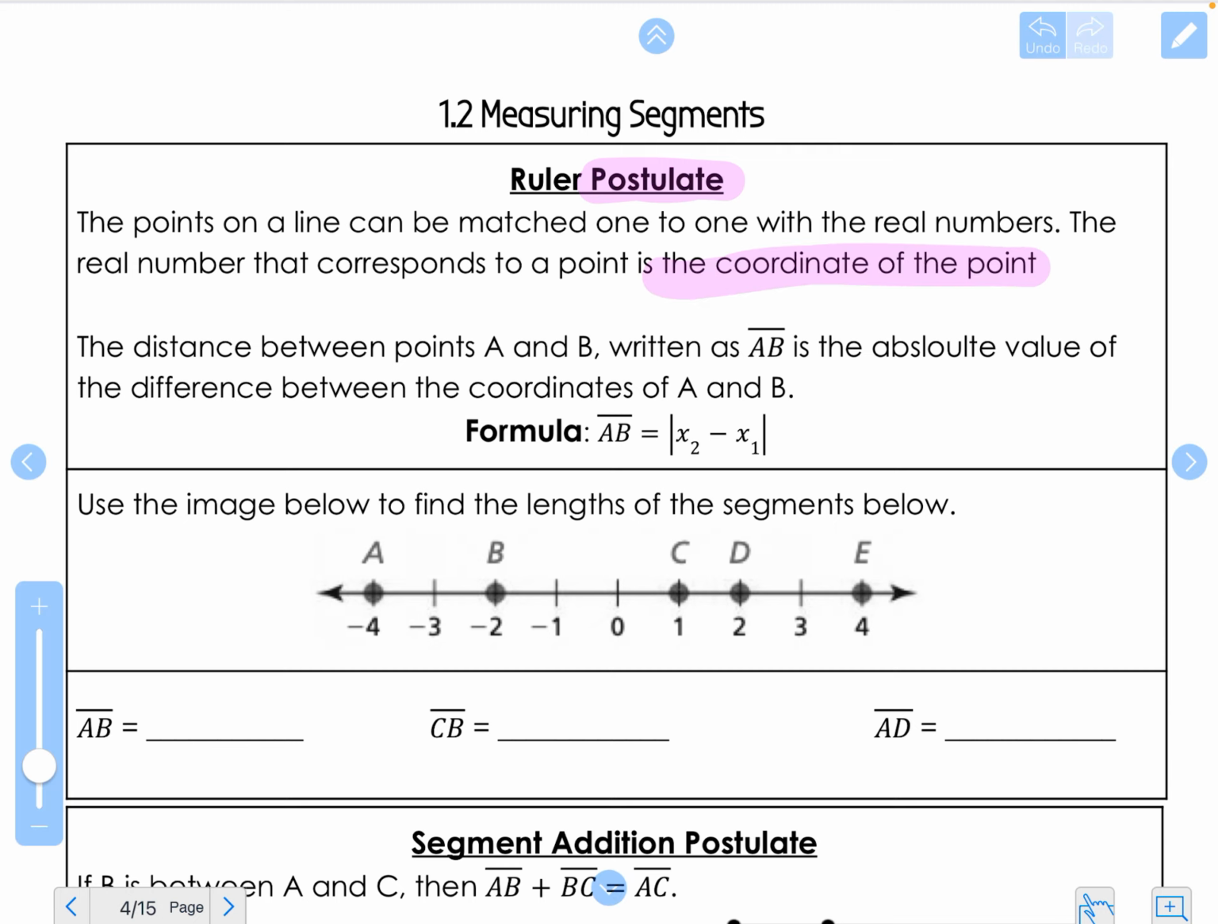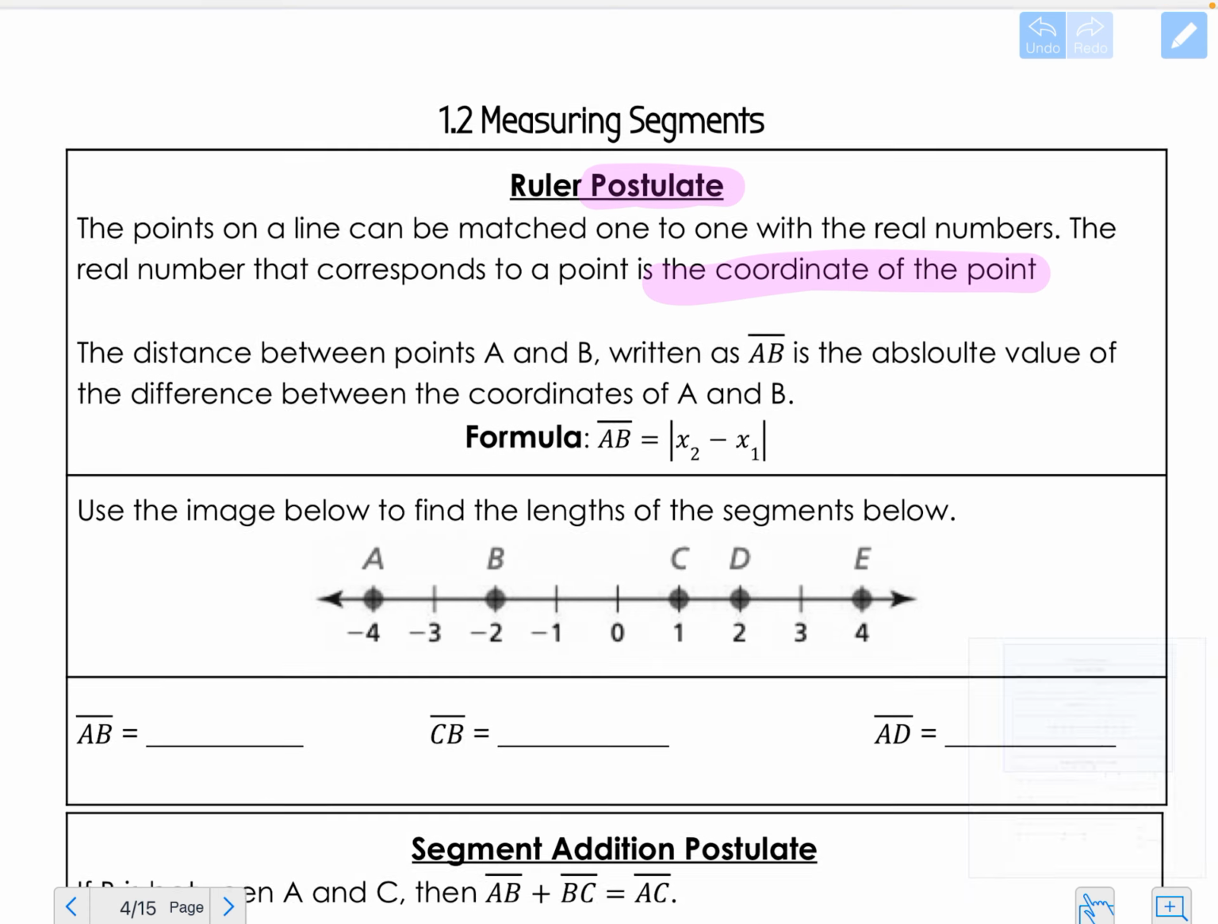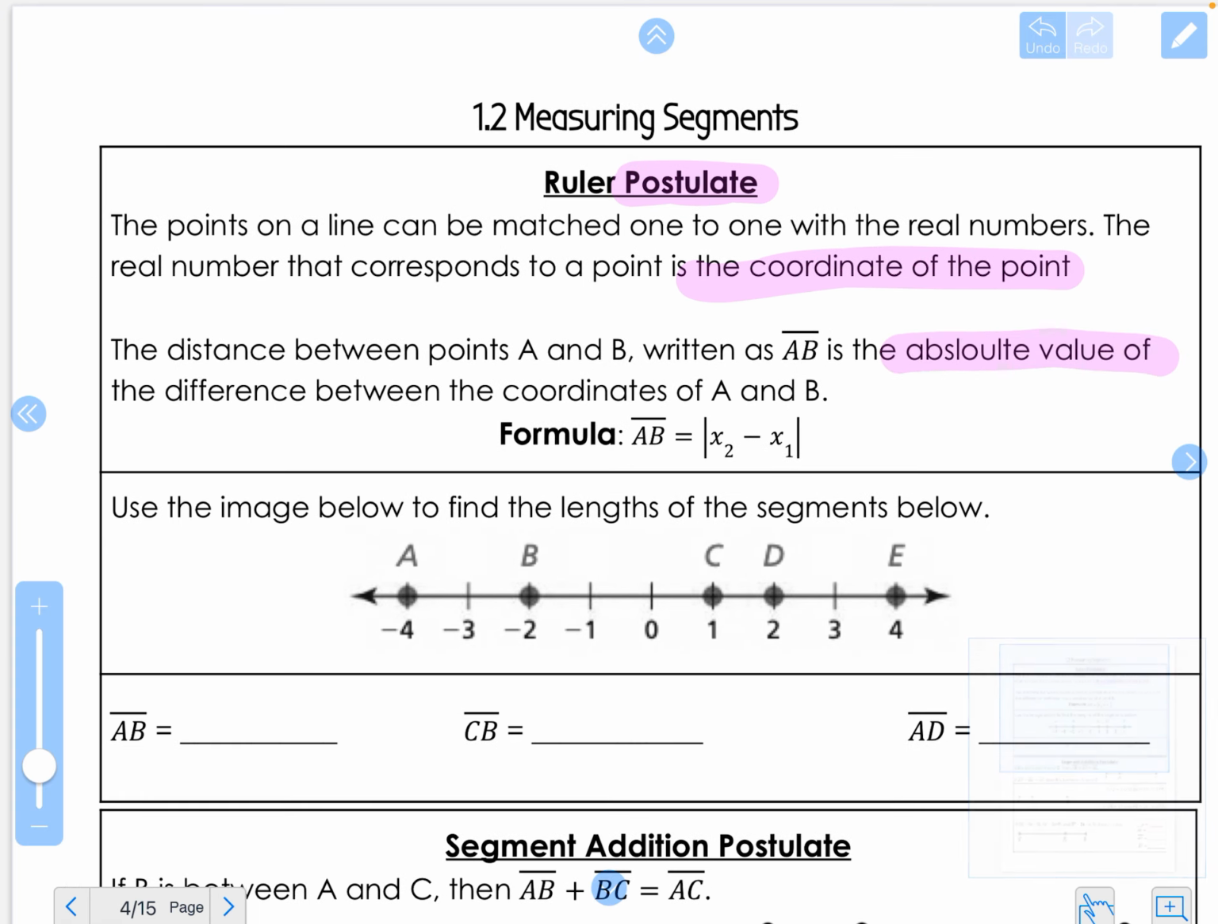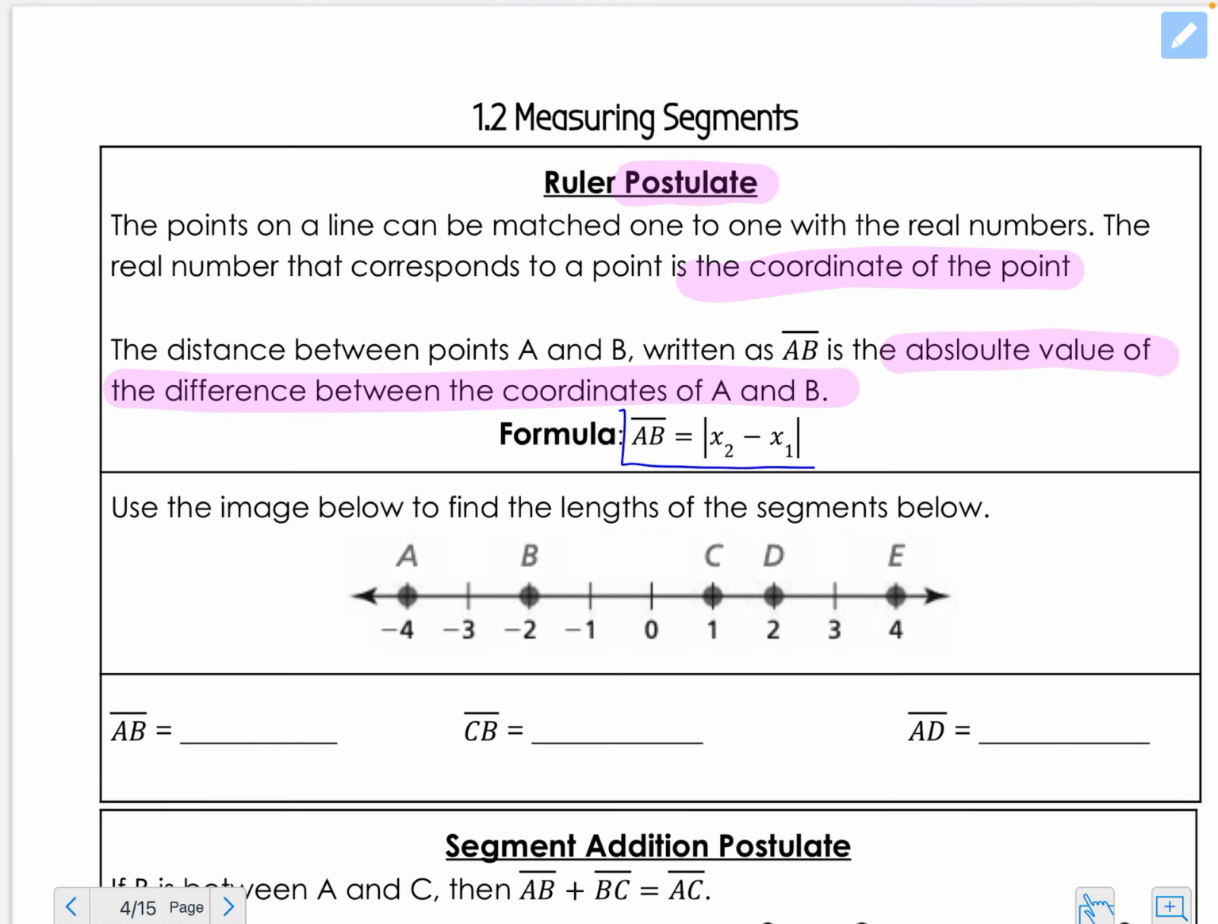So basically, a number line is our basic numbers, and it's how we count, and that's all we really need to know. The other thing the ruler postulate helps us with is it helps us understand that we can measure the distance of line segments on a number line. So our distance is the absolute value of the difference between our 2 coordinates. So we end up getting a formula that looks like this.